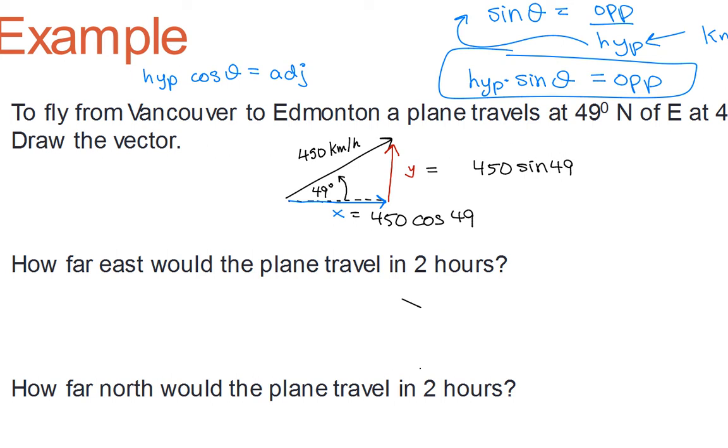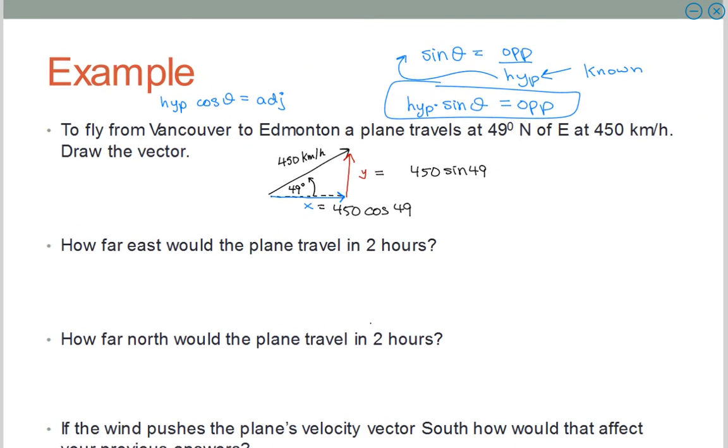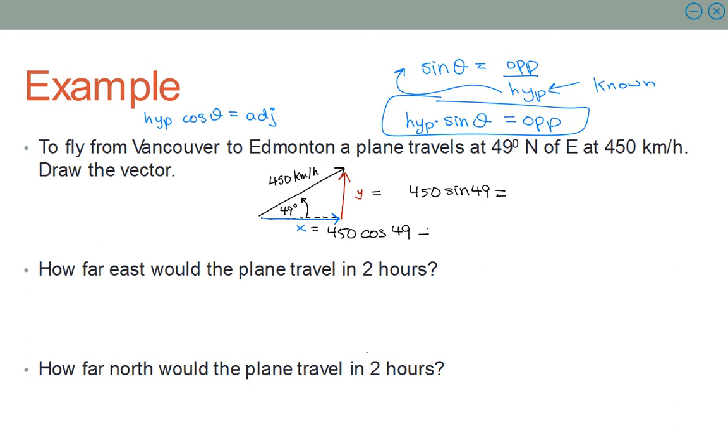A strong math science student will understand the difference between the x and y, the opposite, the adjacent, the sine, the cos. That is pretty natural for a strong math science student. You can get those values. Again, if you have an old calculator, you need to be writing at least 3 decimal places. If you have the new calculator, you can copy paste. 450 sine 49. 450 cos 49.